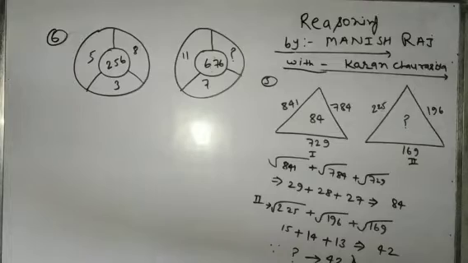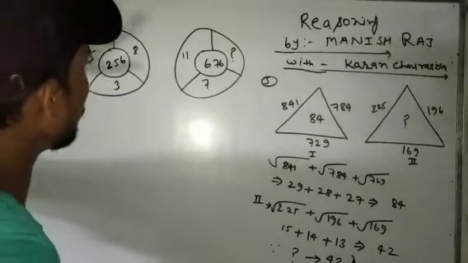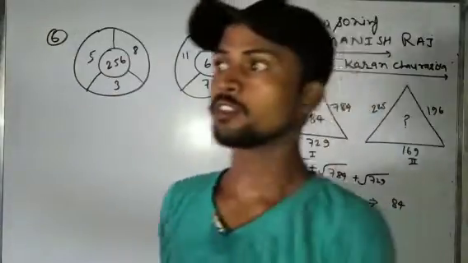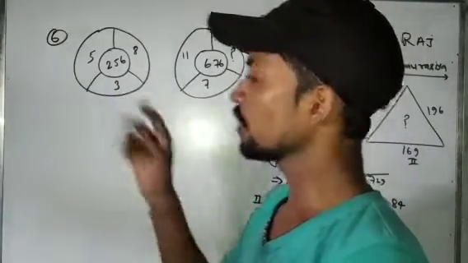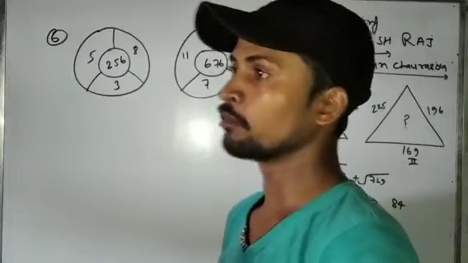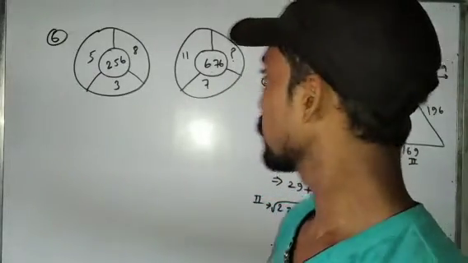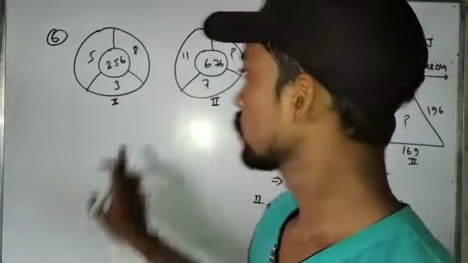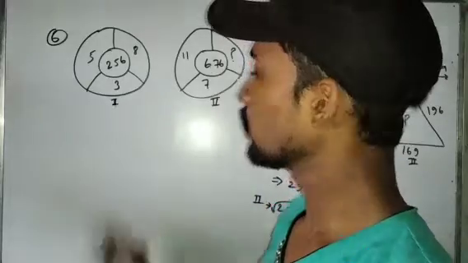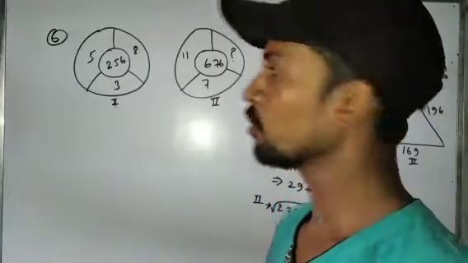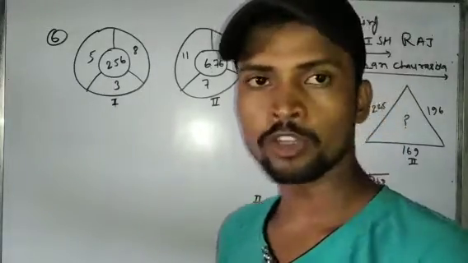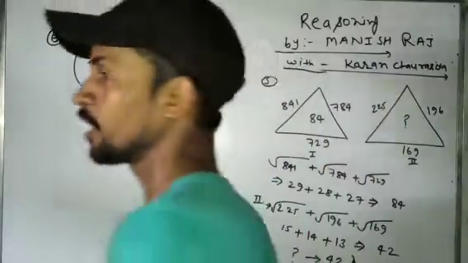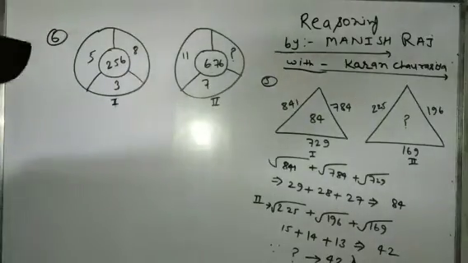According to your next question, there are two circles in which four numbers are written. Inside this circle there is a small circle in which a number is written. According to the second circle, we have to find out what number will come in the place of the question mark. First of all, we have to understand how the numbers are written inside this circle, then we can find the missing number.